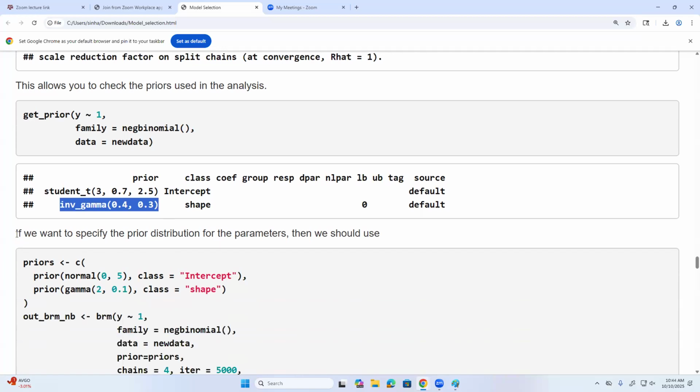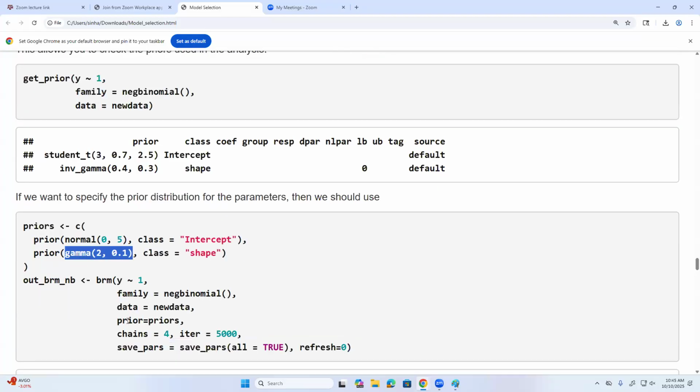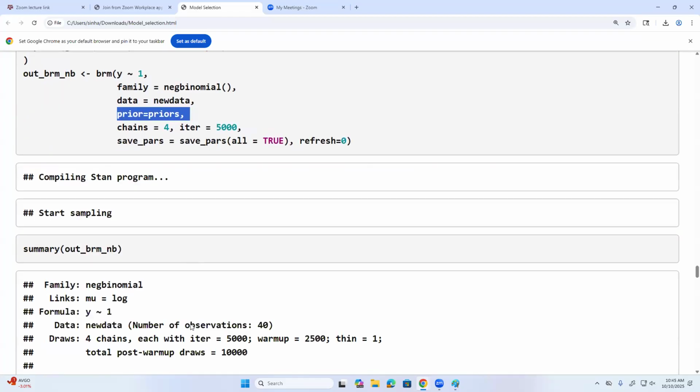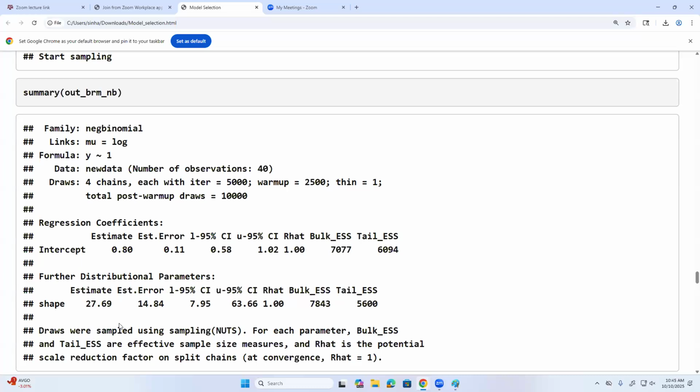So what I did next, we want to specify the prior distribution for the parameters. So I specified this prior distribution, normal prior with mean 0 and standard deviation 5, and gamma prior for the shape parameter, with 2 as the shape of the gamma, and 0.1 as the scale parameter. And then ran the code, you see here prior equal to priors. And then I have very reasonable results.